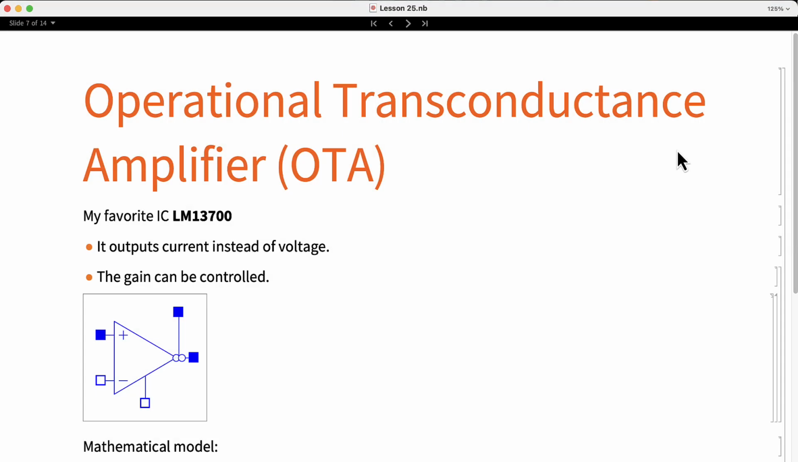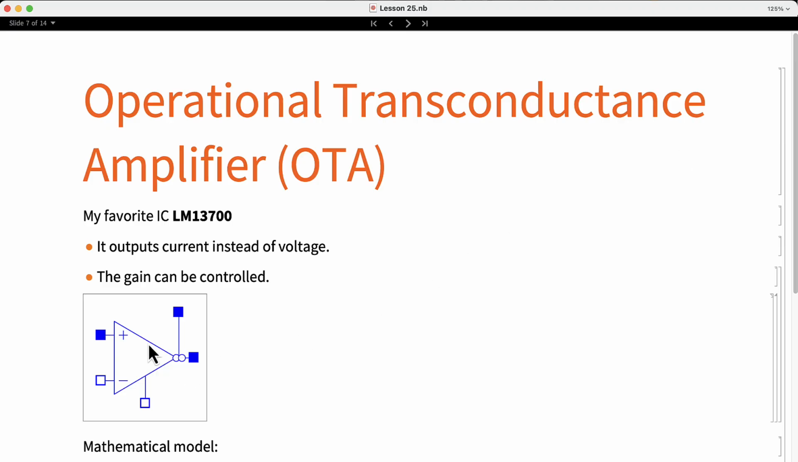The next integrated circuit is my favorite, the operational transconductance amplifier, or OTA for short. The most accessible of them is the LM13700. If you remember, regular op-amps have a fixed and very high gain, and they output a voltage. OTAs are a special kind of operational amplifier that have the following differences. First, they output a current instead of a voltage. Second, the gain can be controlled.